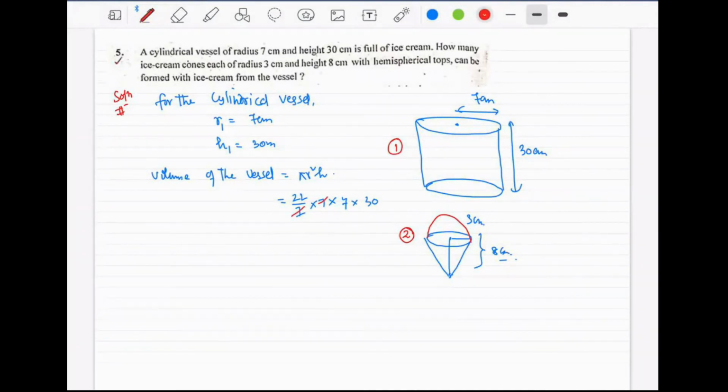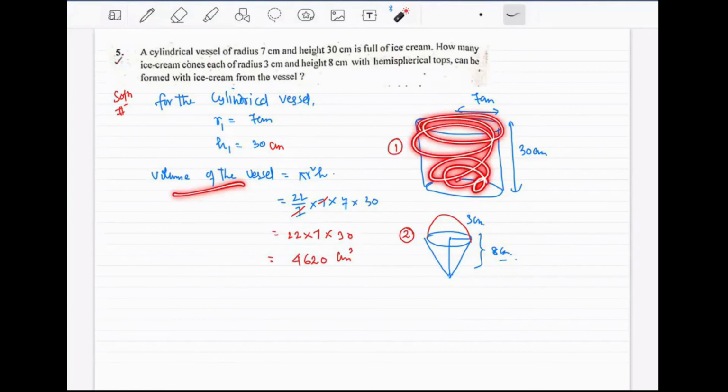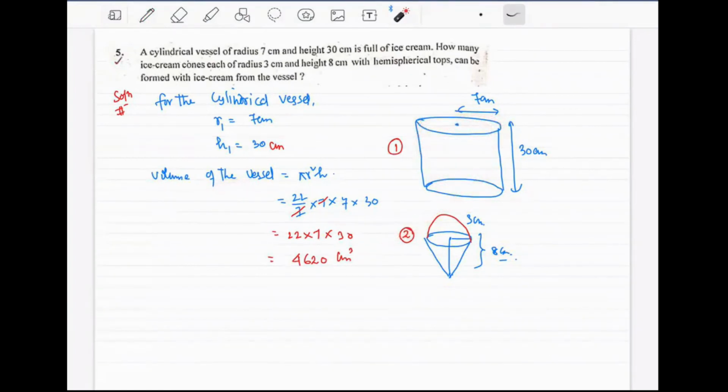So what is left? 22, 7, 30. So we get 21, 21 2s are 42. So 2, 6, 4, 0. So 4, 6, 2, 0. So this much in terms of centimeter cube. All the units are given in centimeter, right? So I made a mistake here. It should be centimeter. So the volume of this large can right here we have found out to be 4,620.